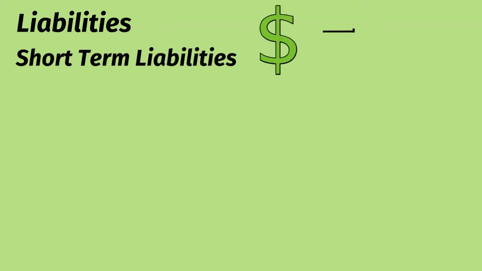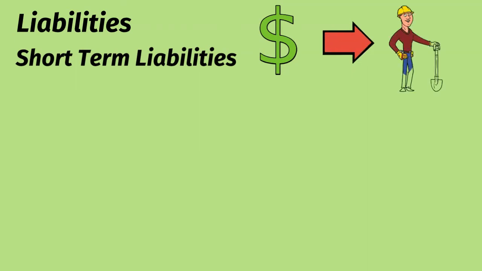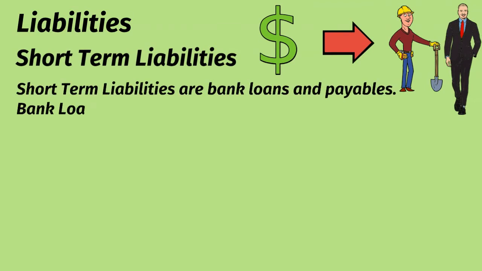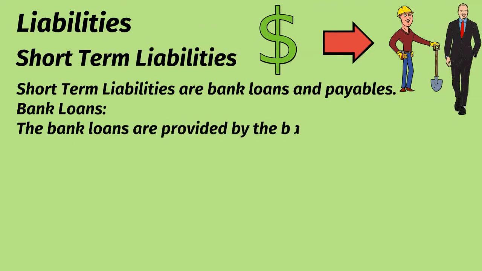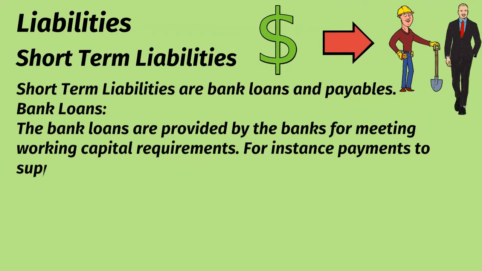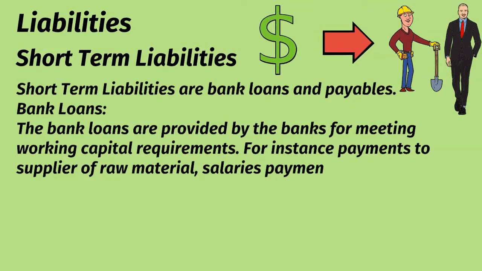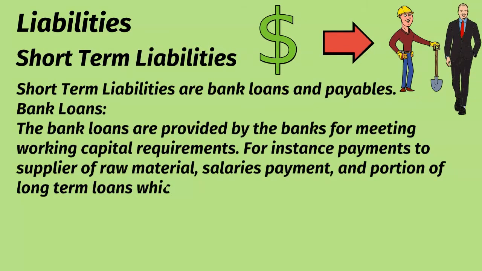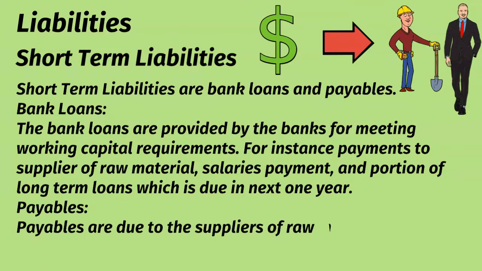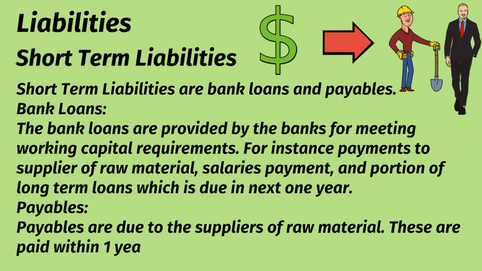Liabilities. Short-term liabilities. Short-term liabilities are bank loans and payables. Bank loans. The bank loans are provided by the banks for meeting working capital requirements. For instance, payments to suppliers of raw material, salaries payment, and the portion of long-term loan which is due in the next 1 year. Payables. Payables are due to the suppliers of raw material. These are paid within 1 year.